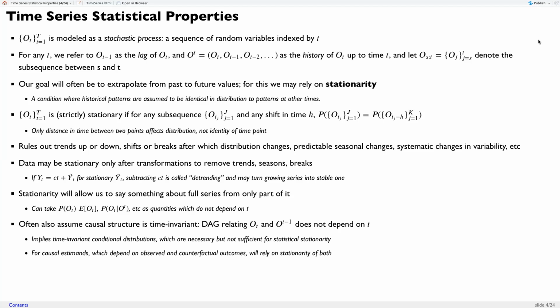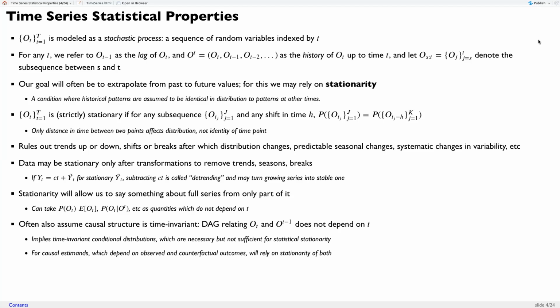So in general, data doesn't come to you stationary. It's not something that you want to assume. It may only be stationary after transforming it. And there are various ways to do this, depending on the type of non-stationarity that you have to be aware of or able to deal with.